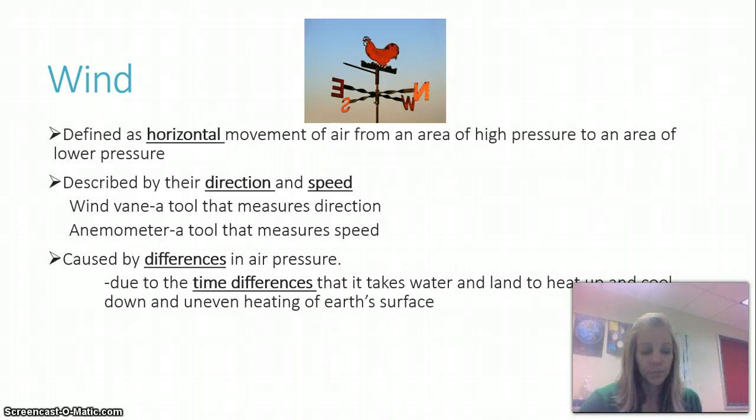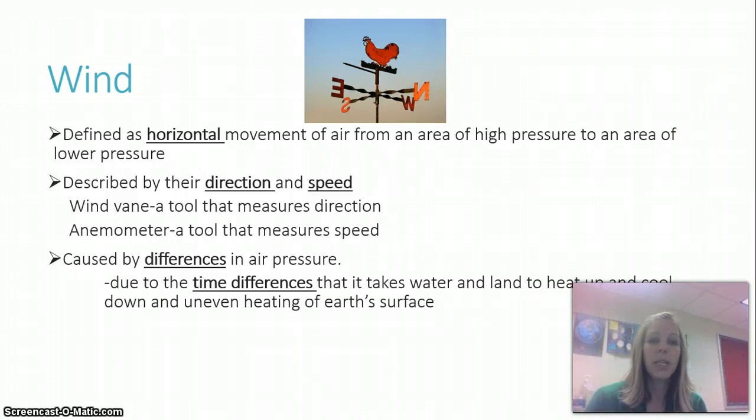So that is the same thing that we're studying here. Wind is the horizontal movement of air, and it's due to differing air pressures in the air, and high pressure wanting to move to lower pressure.